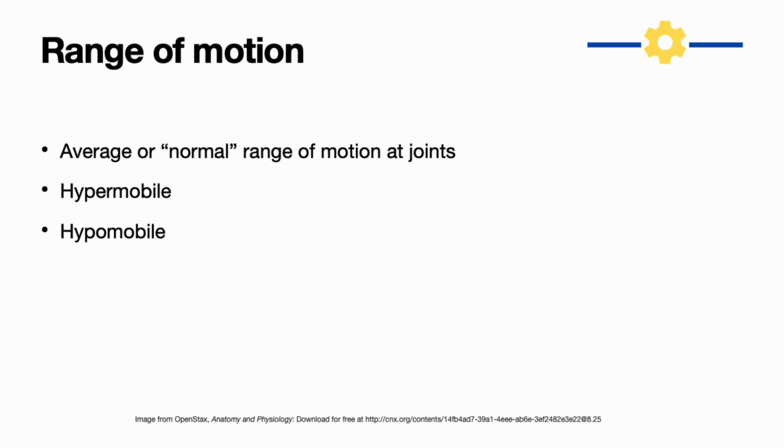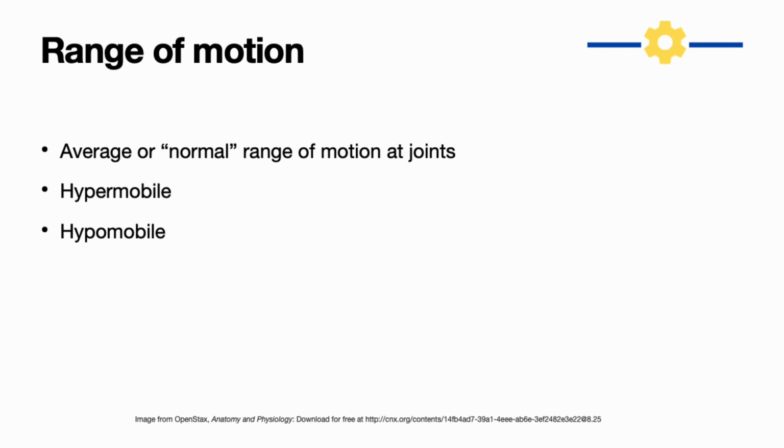There is an average or normal range of motion at joints, and there are charts in your textbook as well as online that might be good to have on hand if you're trying to see if someone has normal or excessive range of motion or limited range of motion. People that have excessive range of motion at a joint or multiple joints are considered to be hypermobile, and people that have decreased range of motion at a joint are called hypomobile.